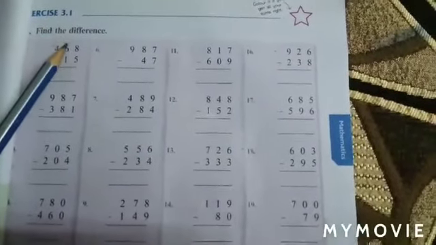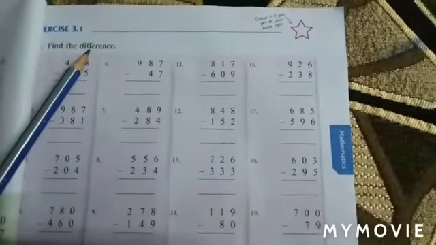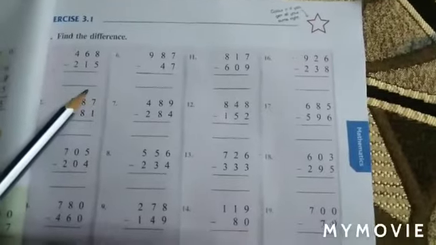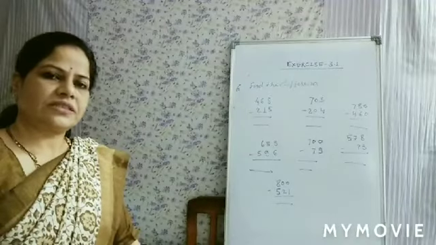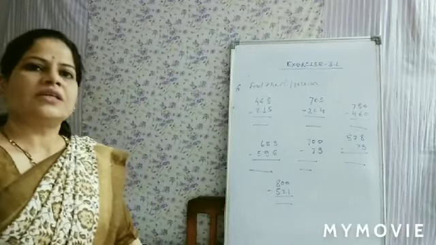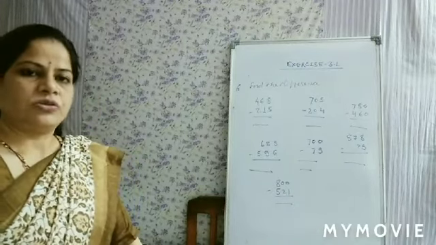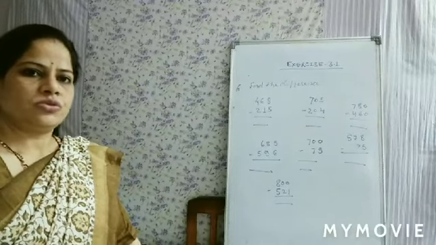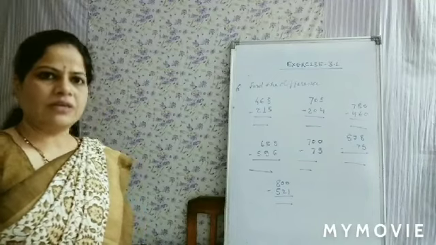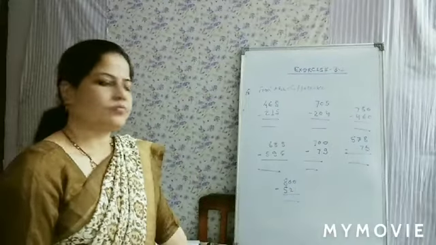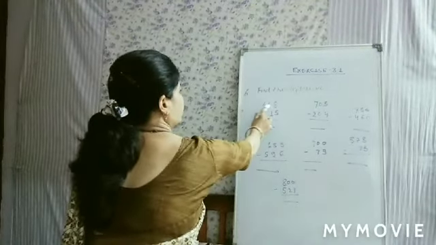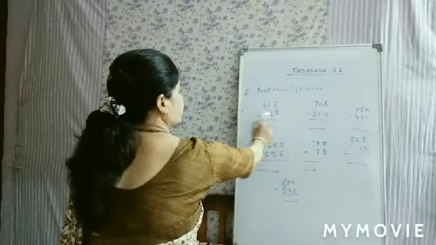The first question is find the difference. Here you have to subtract two numbers and find the difference. So let's start exercise 3.1. Question number 1 is find the difference. In this question number A, 20 questions are given to find the difference, but I am taking here some questions to explain which are of different types. Now the first one is 468 minus 215.